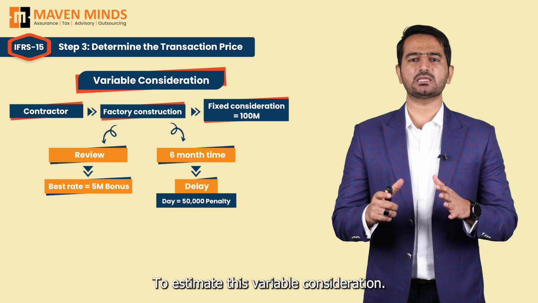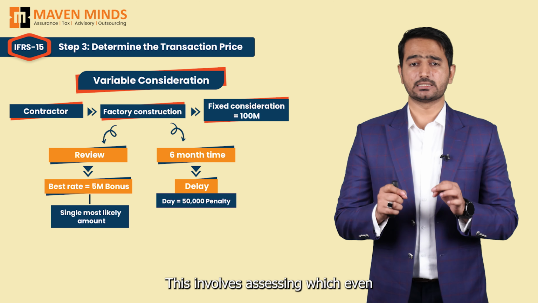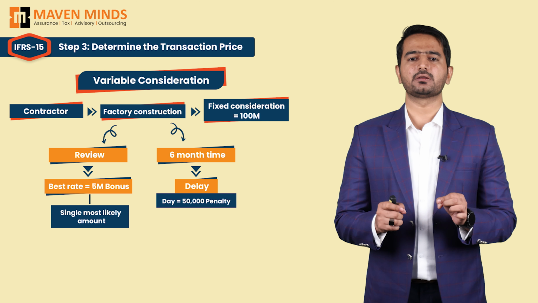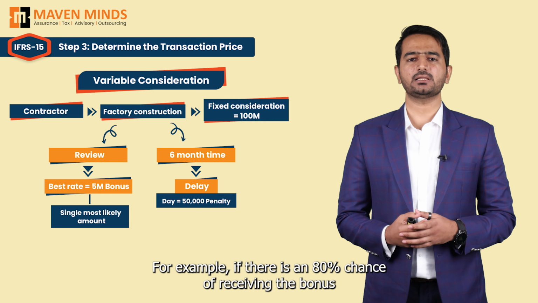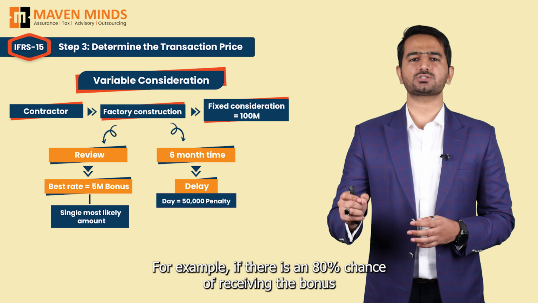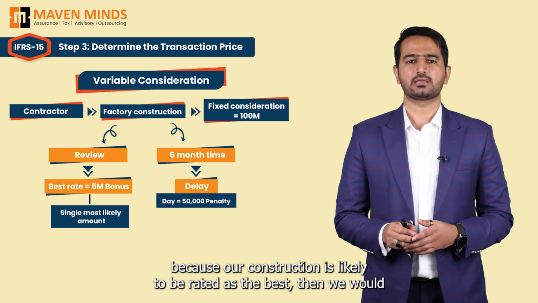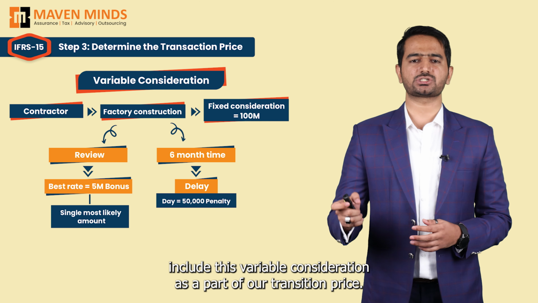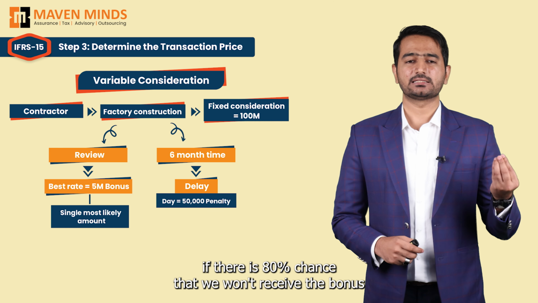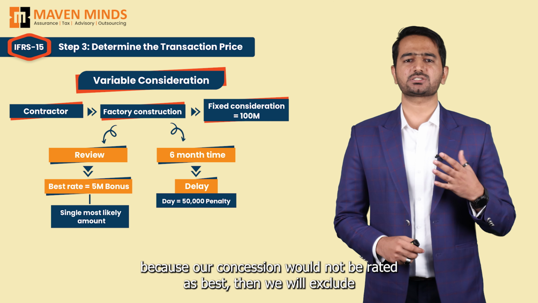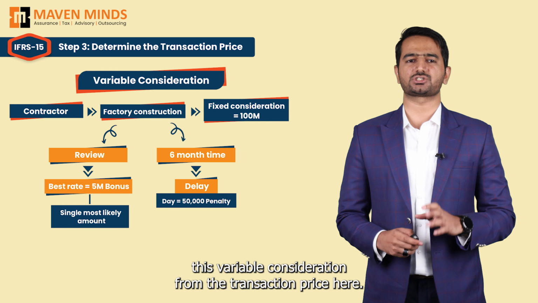To estimate this variable consideration, we would use the single most likely outcome method. This involves assessing which event, receiving the bonus or not, is most likely to occur. For example, if there is an 80% chance of receiving the bonus because our construction is likely to be rated as the best, then we would include this variable consideration as a part of our transaction price. On the other hand, if there is an 80% chance that we won't receive the bonus because our construction would not be rated as best, then we will exclude this variable consideration from the transaction price.